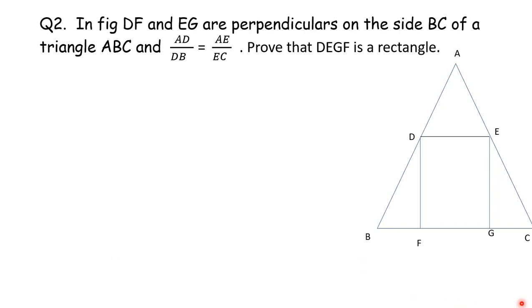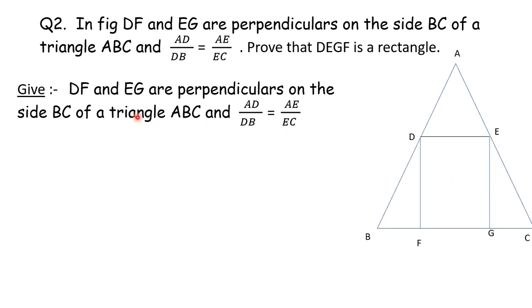Now let's start another question based on the converse of BPT. In this figure it is given DF and EG are the perpendiculars on the side BC of a triangle ABC, and AD upon DB is equal to AE upon EC is given. We have to prove DEGF is a rectangle.